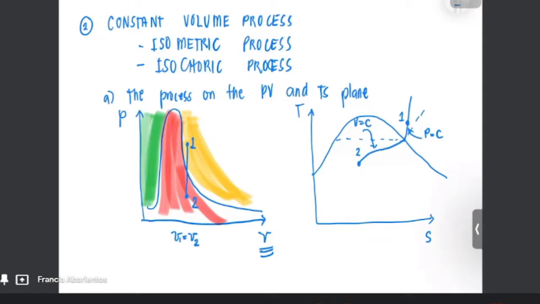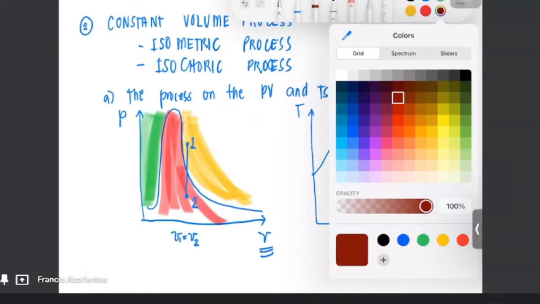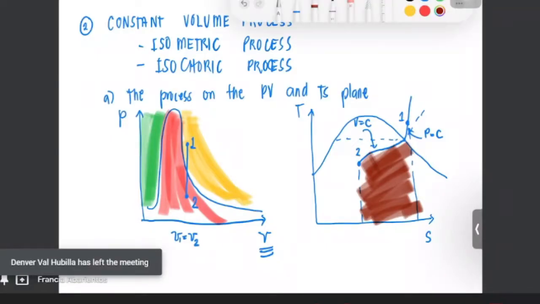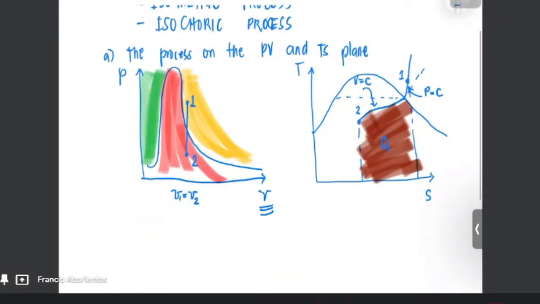So, the shaded portion class from point 1 to point 2 here, in a constant volume process, excuse me, ito, yan. The shaded portion class is always the heat. Okay? Yung Q natin to. Take note of that. Pag sa TS class, pag may shaded portion ka, palaging heat yan. While in the PV, palaging work.